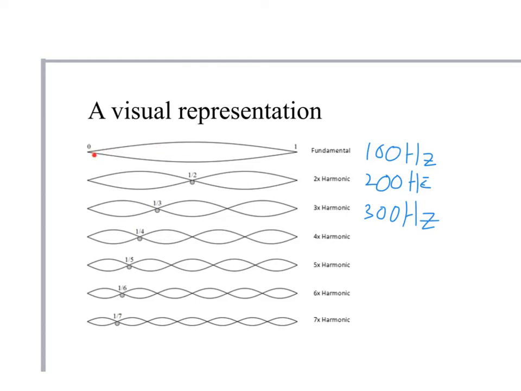What is important to see here as well is that, like we mentioned before, each time we have a node at either end of the string, and that the number of antinodes is the same as the number of the harmonic. So the first harmonic we have 1 antinode, the second harmonic we have 2 antinodes, third harmonic we have 3 antinodes, and so on.